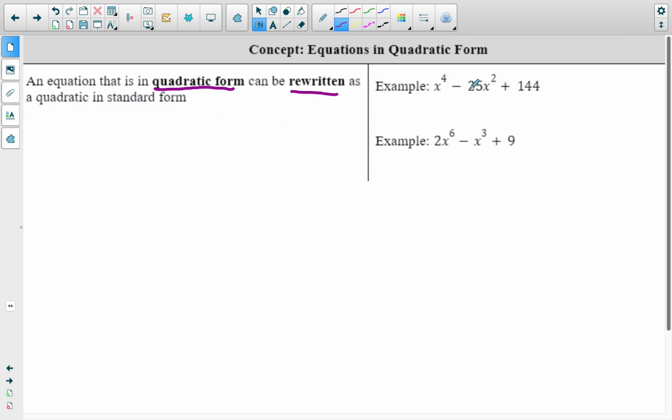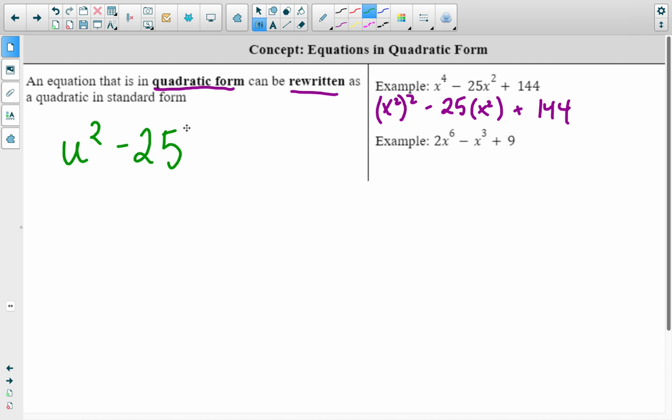Think about something like x to the fourth minus 25x squared plus 144. We could think of this as x squared squared minus 25 x squared plus 144. Do you see how this is really just a quadratic? It's some variable being squared minus 25 times a variable. What's important here is that those x squareds are the same, plus 144. Do you see that? That's exactly what we mean by quadratic form.